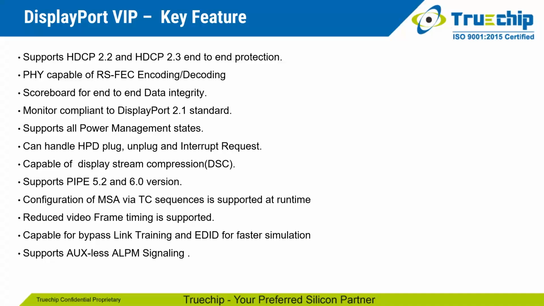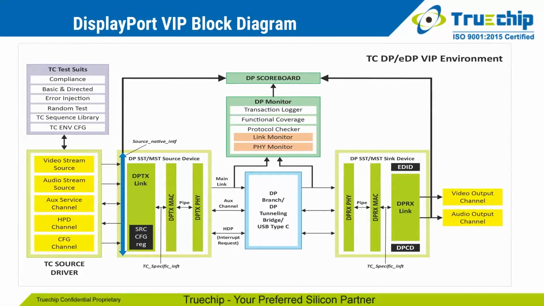Capable of display stream compression, DSC. Supports PIPE 5.2 and 6.0 versions. Configuration of MSA via TC sequences is supported at runtime. Reduced video frame timing is supported. Capable of bypass for link training and EDID for faster simulation. Supports AUX-less ALPM signal.